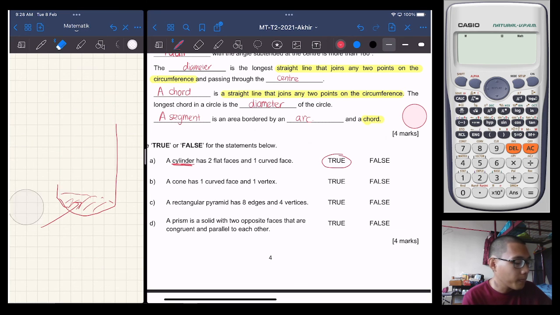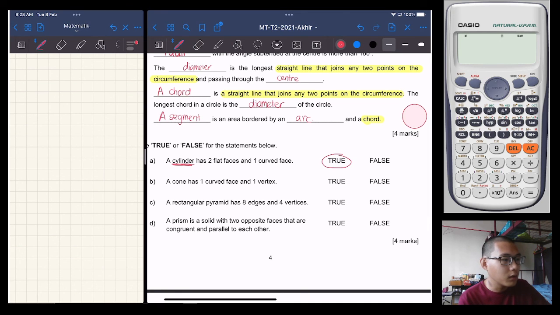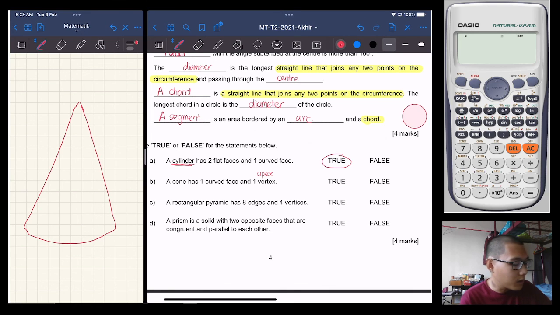Now, question 2. A cone has one curved face and one vertex. We have found that some students, when they see that one vertex in the textbook, they don't call it a vertex, they call it an apex, right? If apex, yeah, true, exactly true, right? Because we have a cone here. I draw a cone, it has just one curved face, and one apex.